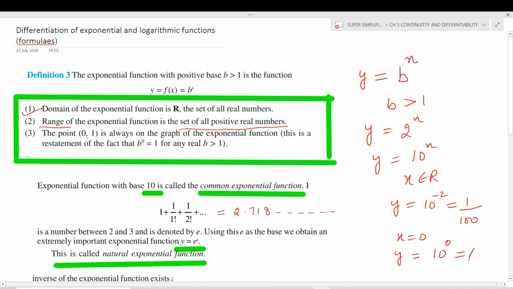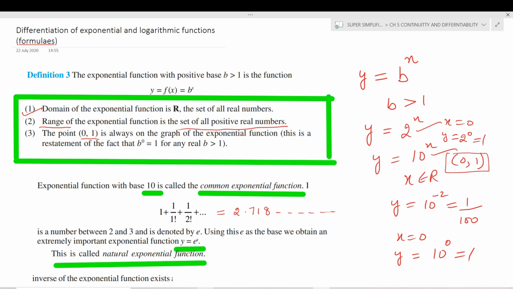And one more thing, the point (0, 1) is always on the graph of an exponential function. If you draw the graph of any exponential function, either this or this, you will observe that if you take this function and put x to be 0, you get y to be 2 raised to the power 0, that is 1. If you take y to be 10 raised to the power x, you can still see that if you put x to be 0, y will be 1. So you can take any value of b. If you put x to be 0, y will come out to be 1. So the point (0, 1) will always be there on the graph of an exponential function.